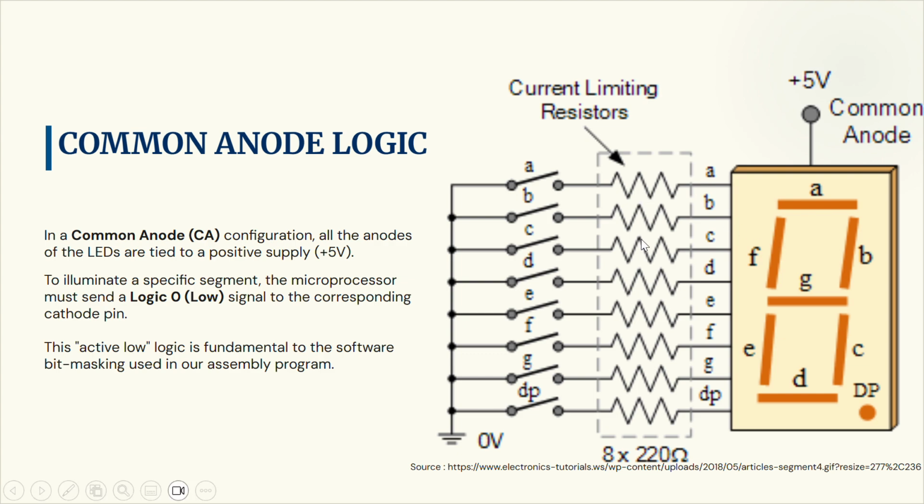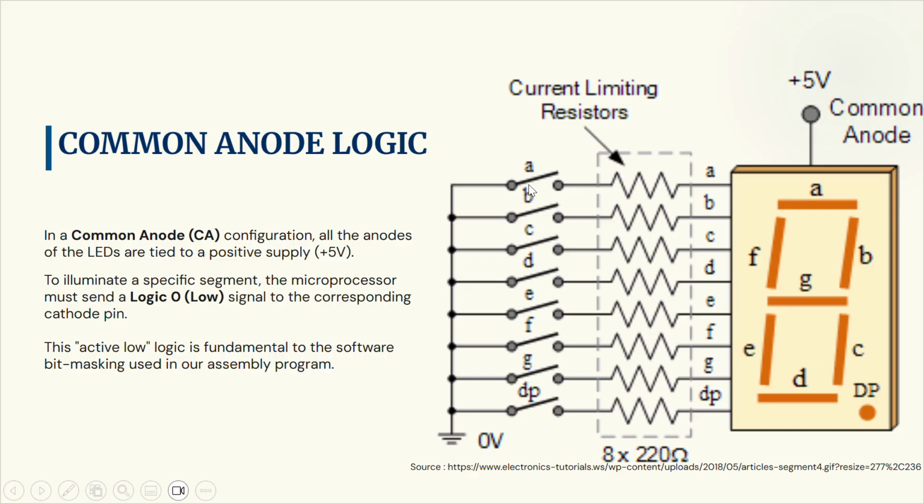And can you see these 8 resistors, each of 220 ohms? Why are these here? LEDs are sensitive to current. Connecting them directly to power will draw too much current and burn them out. So the resistors here limit the flow of electricity to a safe level to protect the display.